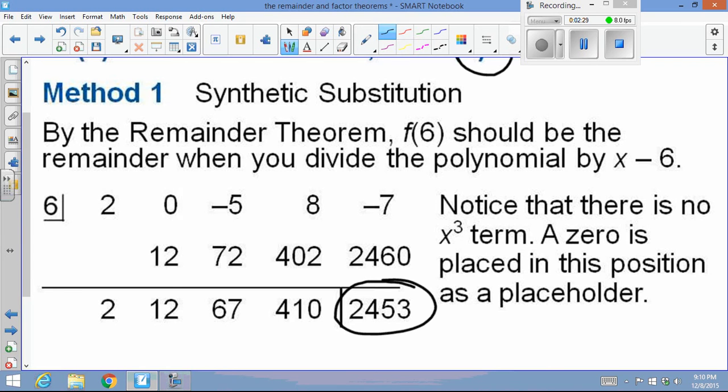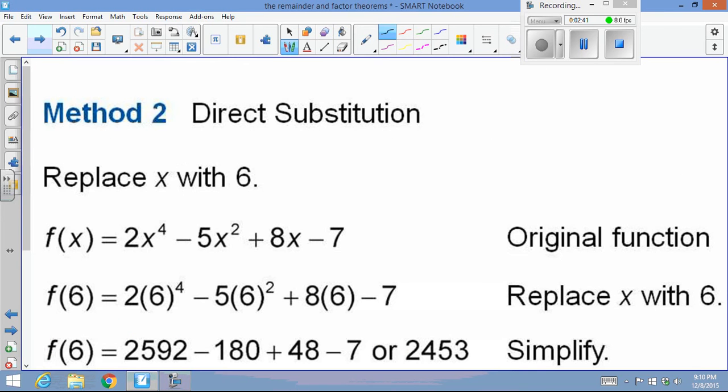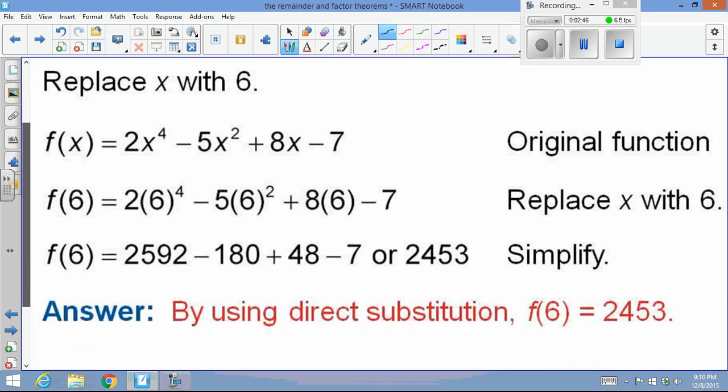That should be the same thing you get if you were to substitute 6 into the equation. So that's why they call it synthetic substitution. Here, I'm going to actually try it. On the next slide, you can see that I substitute 6 in place of x. I would have 2 times 6 to the 4th minus 5 times 6 squared plus 8 times 6 minus 7. When I do that, I get 2,453, which is the same remainder I got.